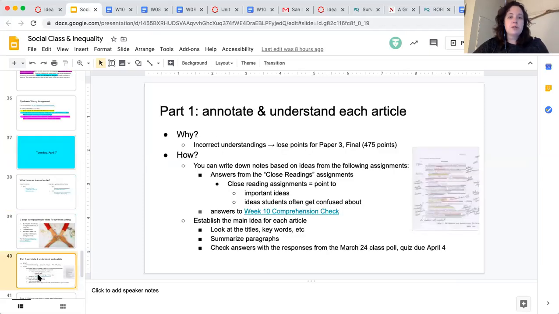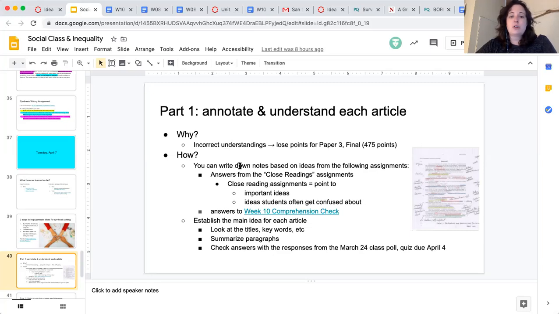So what we've got to do is we've got to annotate, understand. So hopefully what you've been doing these past couple of weeks is understanding the articles, using the assignments to go through them. And one of those big reasons is that the 475 points of your grade rely upon your understanding these articles correctly. So the final, all your drafts, and paper 3, rely on that. And how we're doing that is I'm going through that process right now.